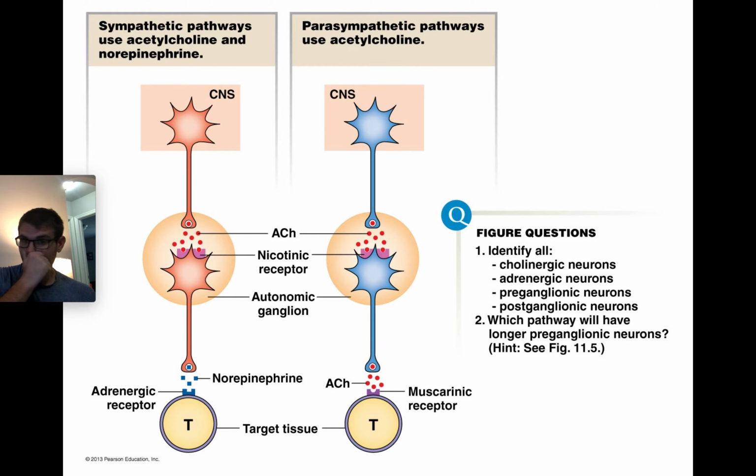So if we complete this picture here with a sympathetic pathway, a parasympathetic pathway, preganglionic, postganglionic, to reiterate, preganglionic neurons always release acetylcholine and they activate nicotinic receptors on their postganglionic neurons. The sympathetic postganglionic neuron will release norepinephrine, which will activate an adrenergic receptor on a target tissue, and acetylcholine will activate muscarinic receptors on probably the exact same target tissue.